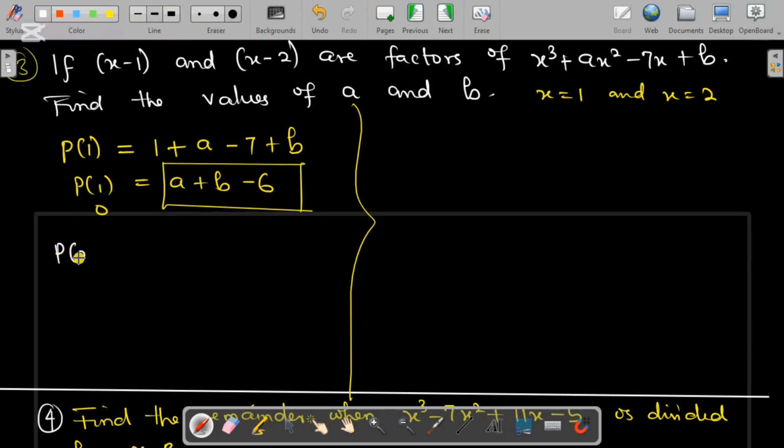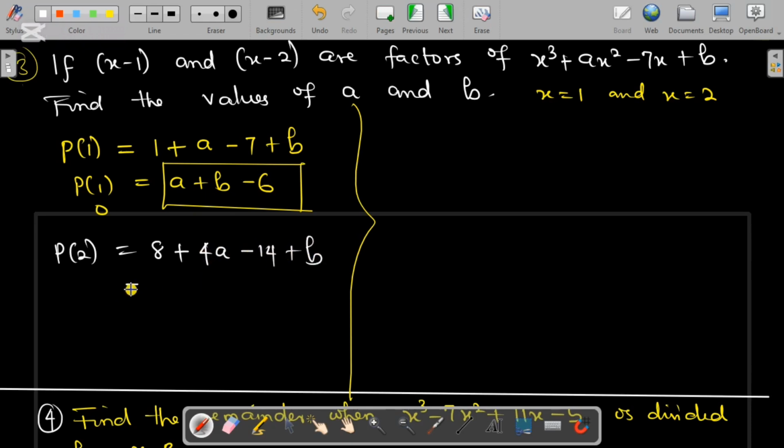Okay, let's go for p of 2. Our p of 2 is going to be, you are substituting x as 2, so 2 cubed is 8, plus 2 squared is 4, 4 times a is 4a, minus 7 times 2 is 14, then plus b.